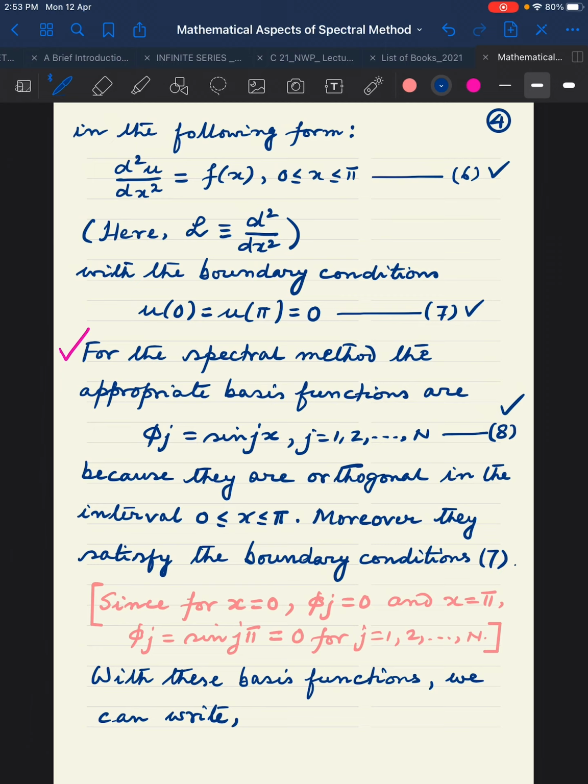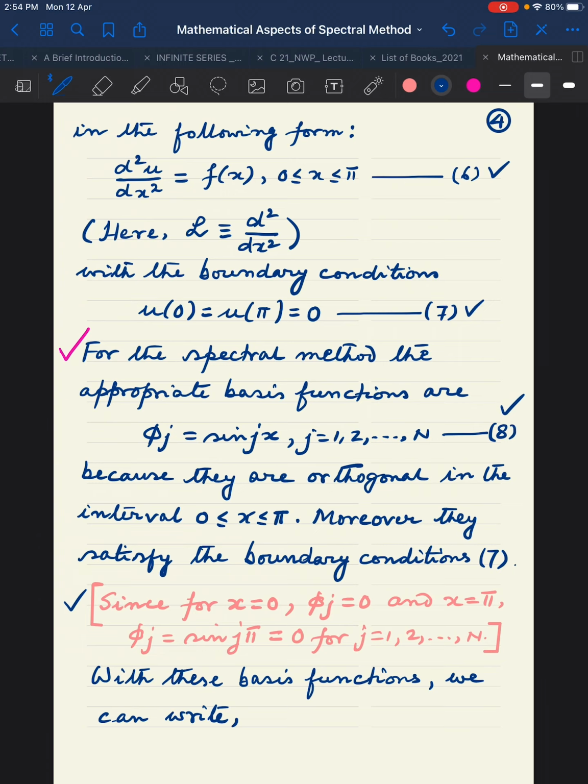I will show you that they are orthogonal to each other. I am coming to that later, but before that I have shown here that the function phi j equal to sin jx satisfies the boundary conditions. You see, at x equal to 0, phi j is 0. At x equal to pi, phi j is 0. And those were the given boundary conditions. So one part is clear, that the basis functions we have chosen satisfy the boundary conditions.